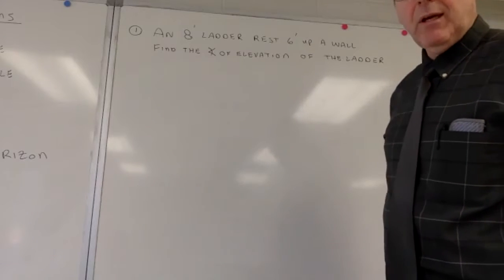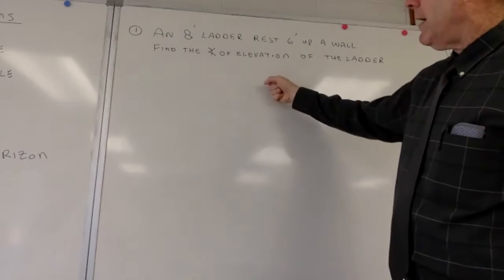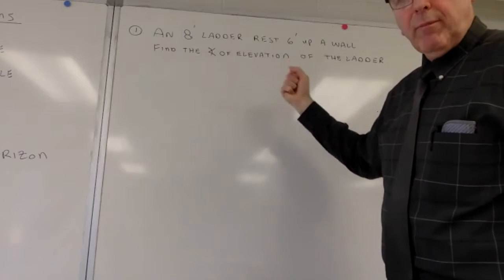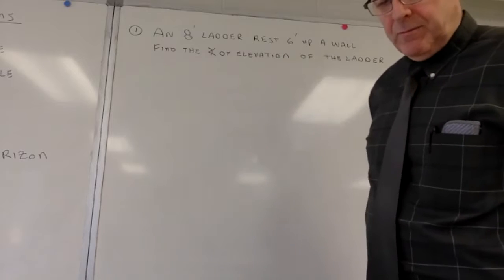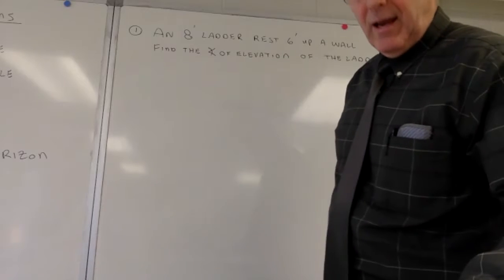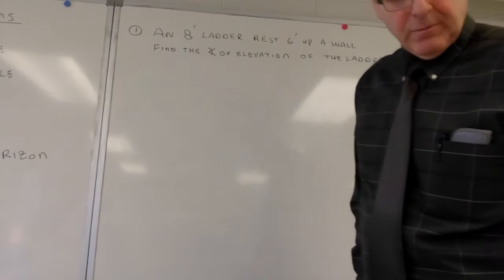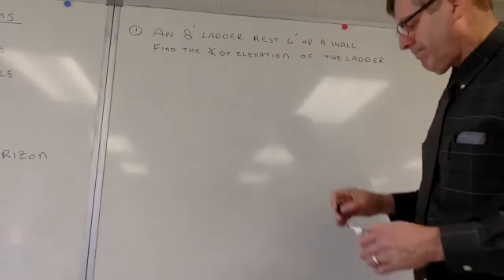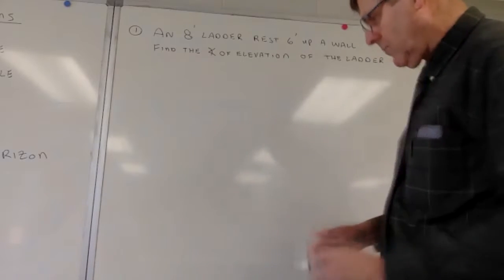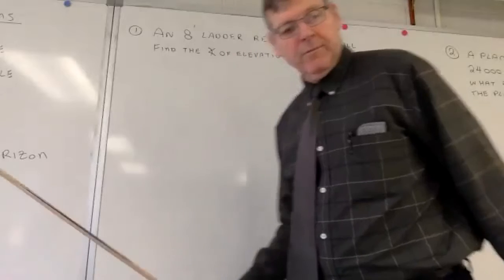This might be an OSHA issue. If that angle gets too small, it might be a safety factor, and the workman may not be able to complete the job with that ladder. He may have to get a different ladder. So there's the problem. Go ahead and try to draw it out, and then we'll go over how to solve it.